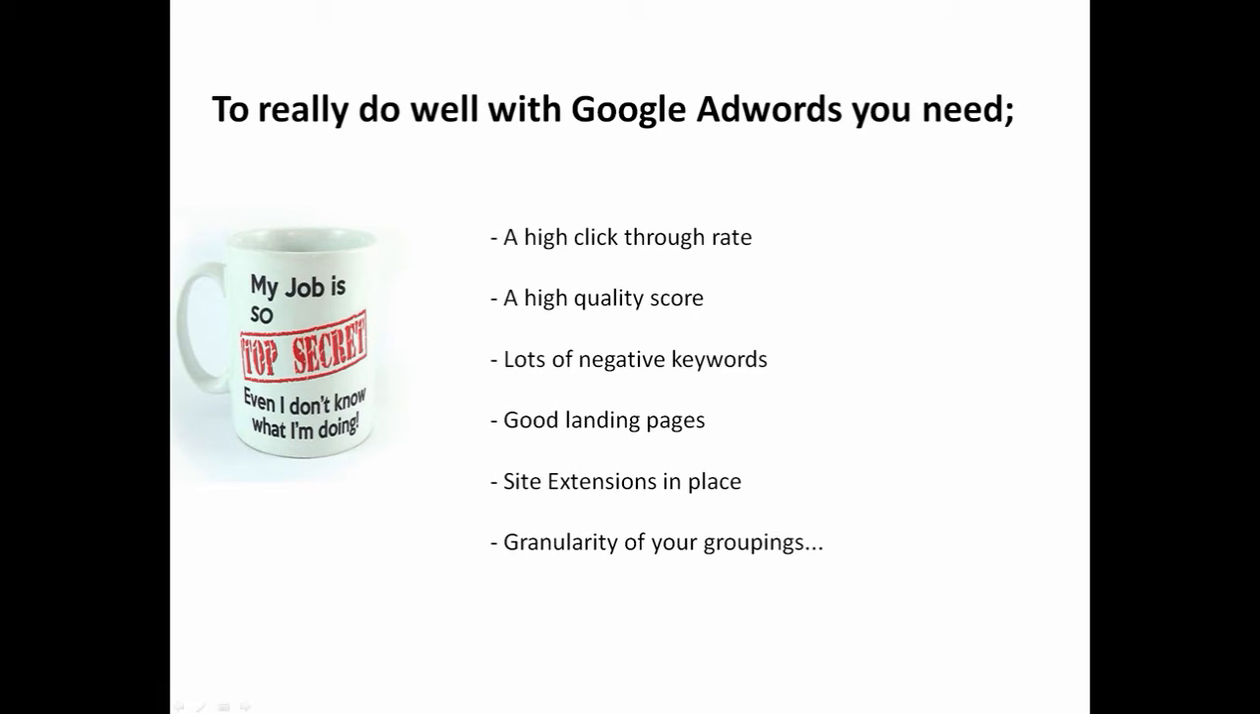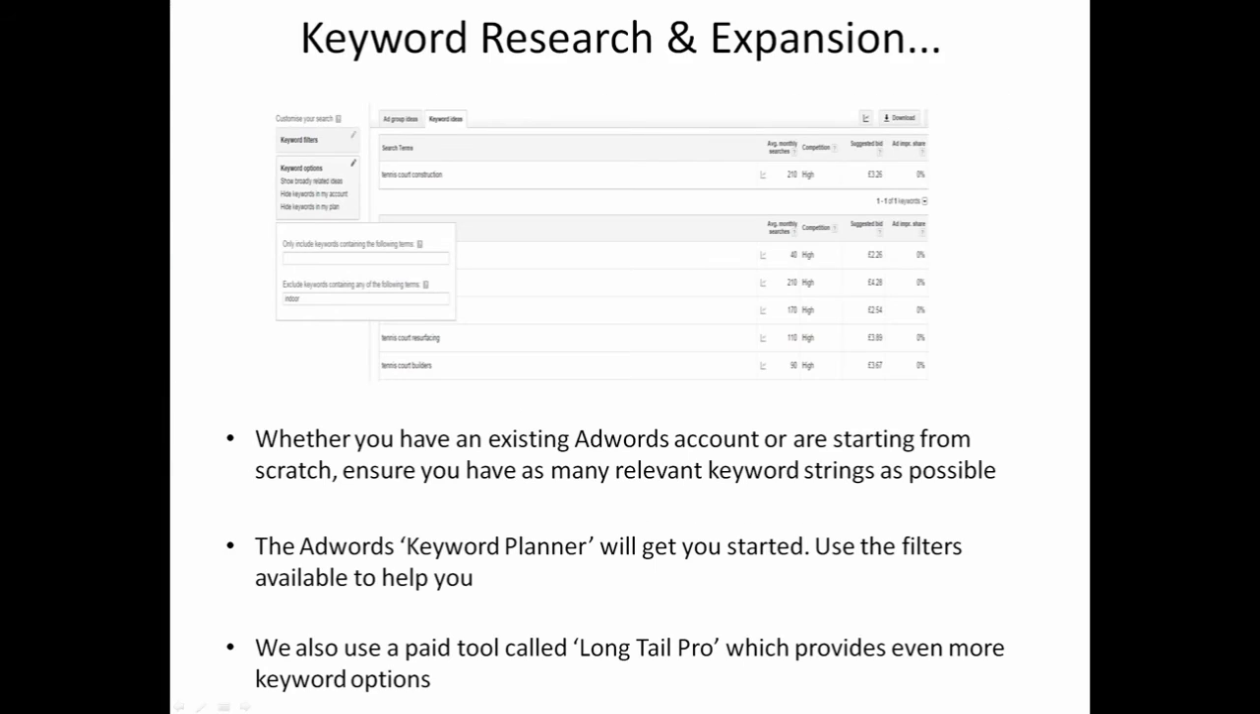You want to have site extensions in place, ad extensions, and we will touch on that in more detail. And that they are very important now as well. There's been an update to Google's ad rank formula, the first in years, and they play a major part. And you want to have granularity of your groupings. So that means having well themed campaigns and lots of ad groups within your campaigns, and all of that good stuff. So let me go into more detail.